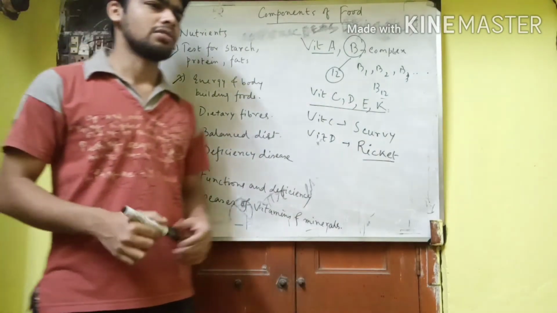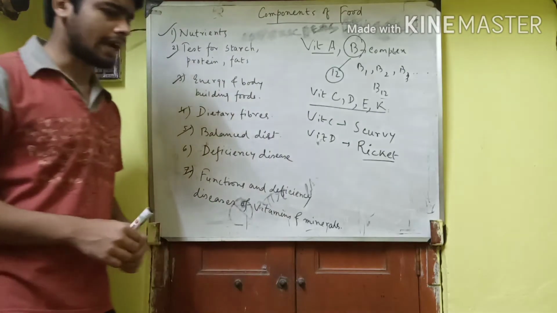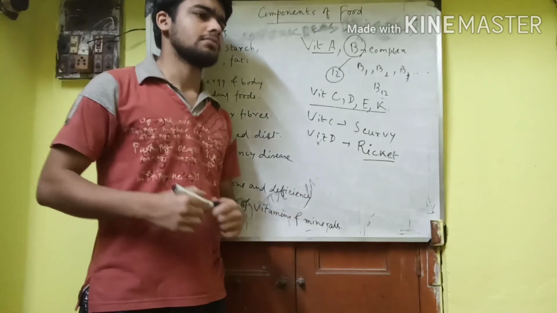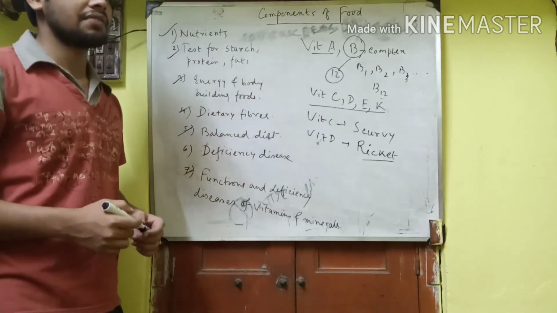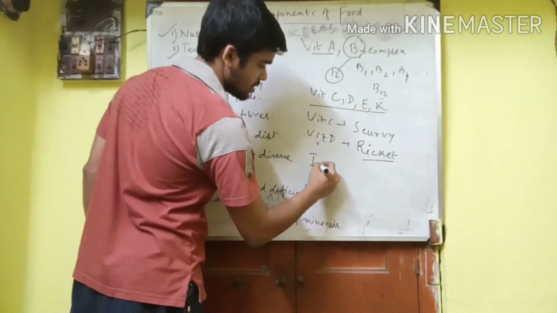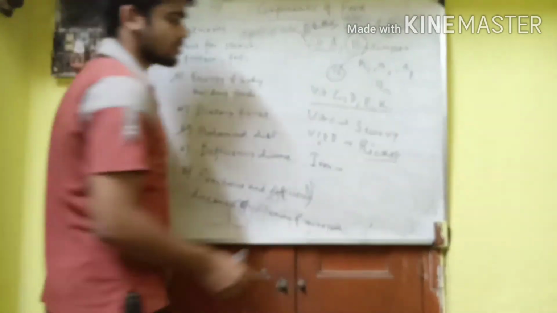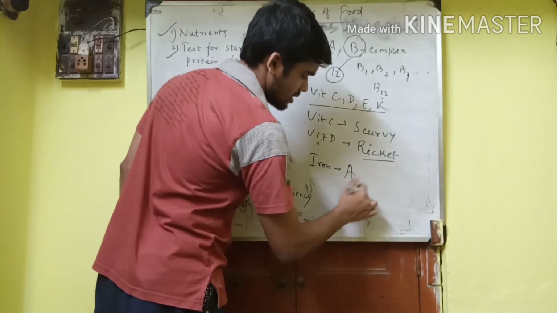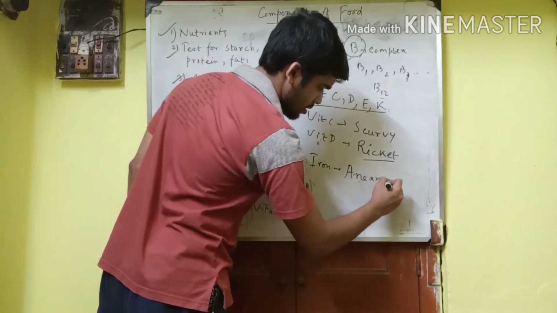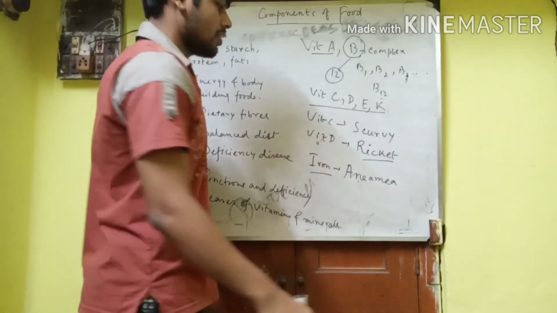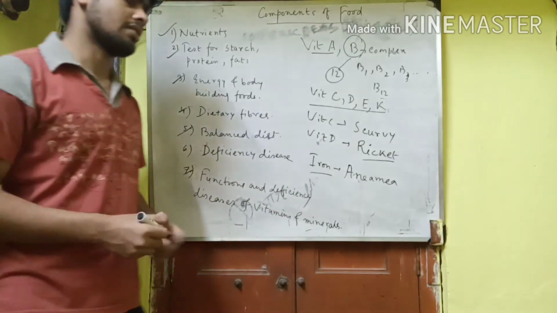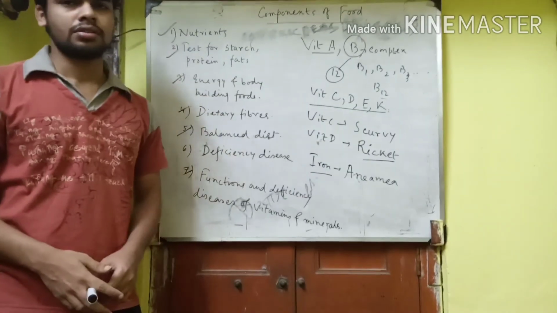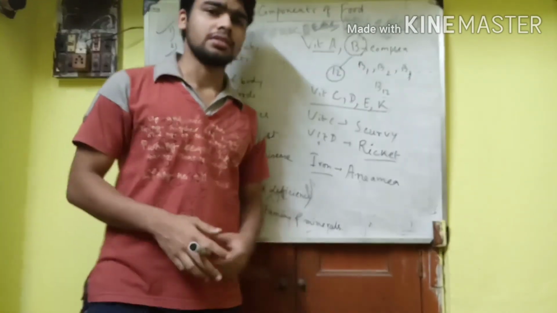And minerals, there are various minerals that our body needs: iron, zinc, copper. Mainly iron is a very important part that we need. What is the deficiency of iron? Iron deficiency is a very common disease called anemia, which is generally seen in Indian women because of a lack of iron. Many Indian women and children suffer from this disease due to the lack of iron, so they are advised to take iron-rich food.